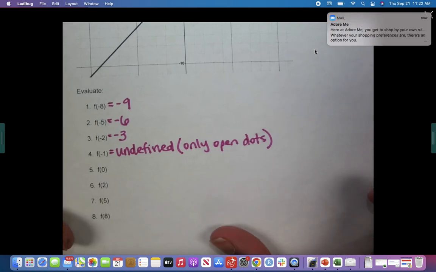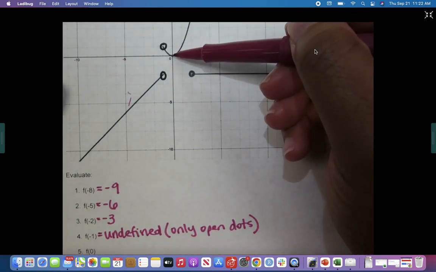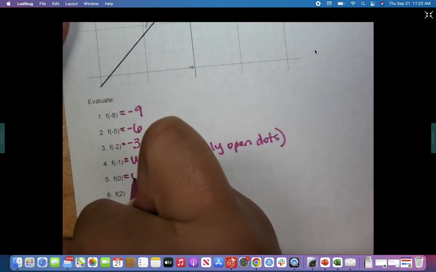F of 0. So here's where x is 0. The y value is also 0 because we're right here at the origin. So f of 0 is 0.